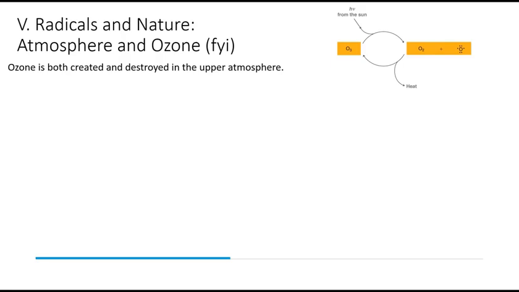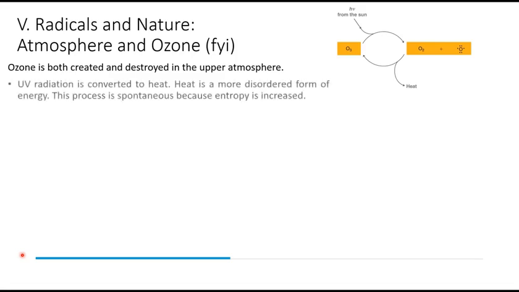5. Radicals in nature, the atmosphere and ozone. The next few slides are for your information only, but you should know how radicals occur in nature. Ozone is both created and destroyed in the upper atmosphere. We have ozone interacting with light and heat from the sun, resulting in oxygen and a radical, and then that can undergo termination to form ozone again. This is a very cyclic process.